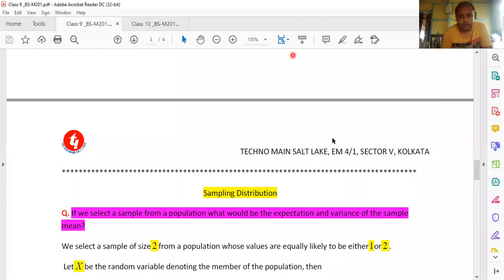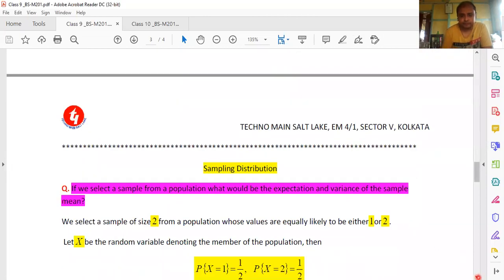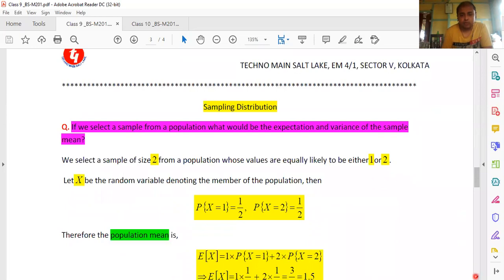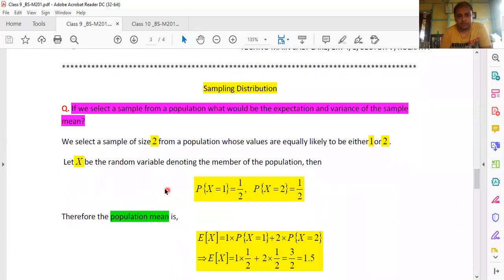Okay, our present topic is sampling distribution, and we shall understand what this sampling distribution is with respect to the given problem. So let us try to understand the problem which is highlighted over here. If we select a sample from a population, what would be the expectation and variance of the sample mean? Okay, first of all, you try to understand the question.